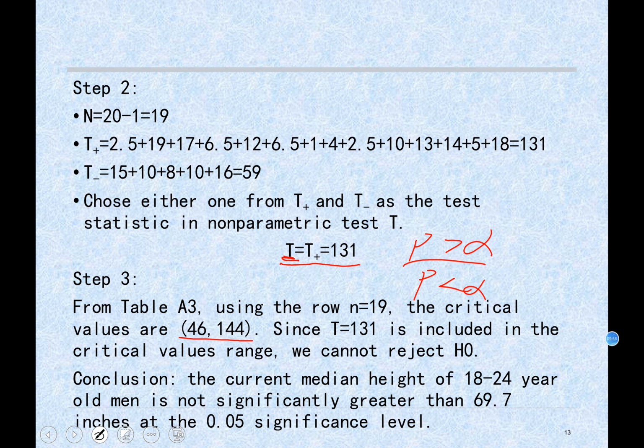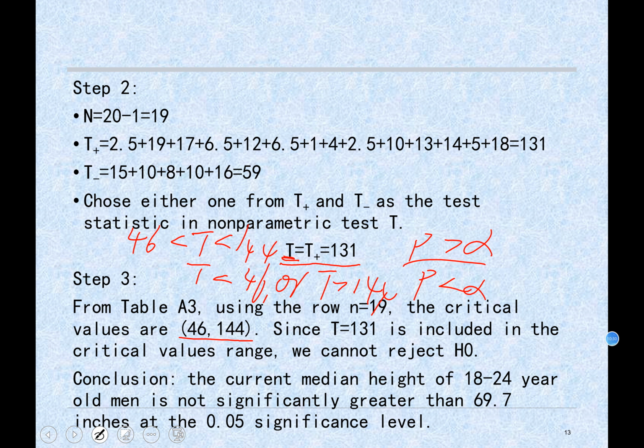Outside means two conditions. The first one is t is less than 46, or t is more than 140. Both of these two conditions mean p is less than alpha. But if t is bigger than 46 but less than 144, that means p is bigger than alpha.